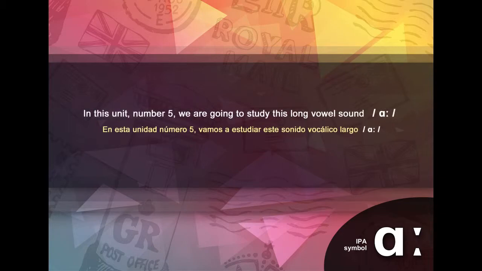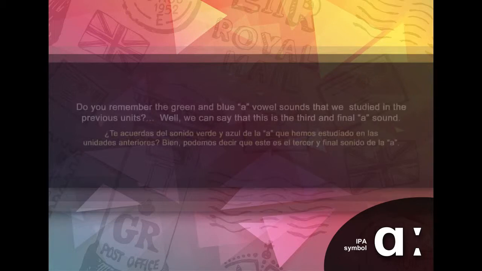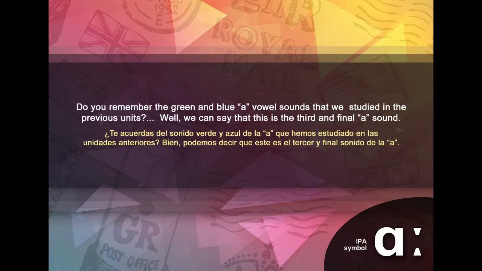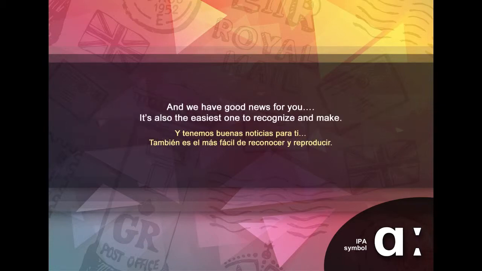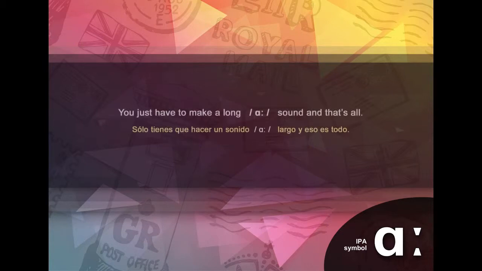In this unit, number 5, we are going to study this long vowel sound, ah. Do you remember the green and blue A vowel sounds that we studied in the previous units? Well, we can say that this is the third and final A sound. And we have good news for you. It's also the easiest one to recognize and make. You just have to make a long ah sound, and that's all.